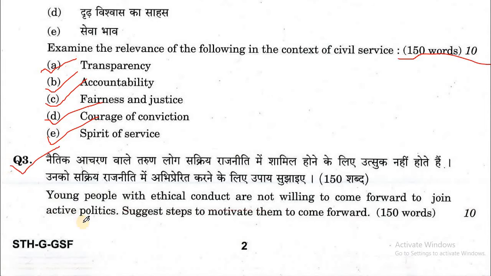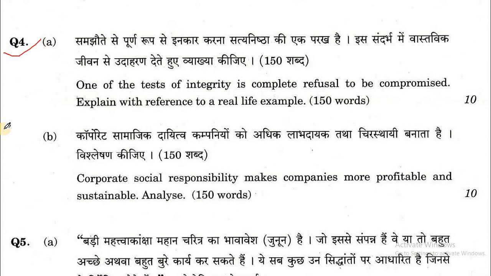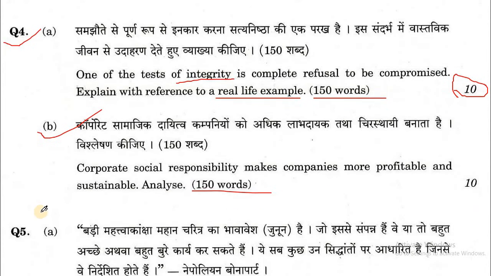Now question number 3. Young people with ethical conduct are not willing to come forward to join active politics. Suggest a step to motivate them to come forward. 150 words and 10 marks. Question number 4. One of the tests of integrity is complete refusal to be compromised. Explain with reference to a real life example. 150 words and 10 marks. And 4B. Corporate social responsibility makes companies more profitable and sustainable. Analyze. 150 words and 10 marks.